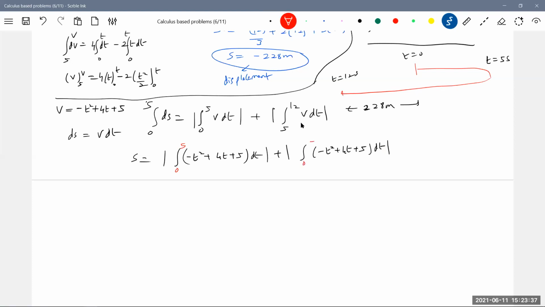See, calculus is such a versatile tool. It's very, very powerful. I'm telling you, you must know how to apply this. That's what your entire engineering revolves around. 5 to 12, sir. 5 to 12.